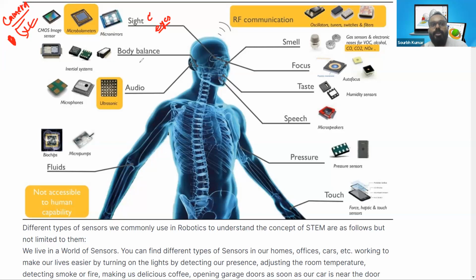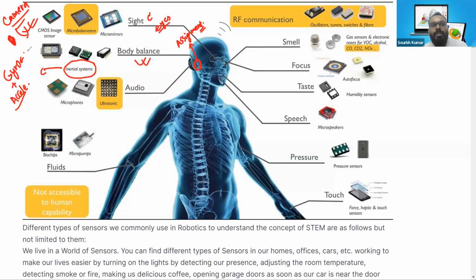As we have a body balance system, one thing just below our brain helps us maintain body balance, and it will also be part of your assignment to find which specific part in our body helps us balance ourselves. So in robotics, what we have is the inertial system, and the inertial system is composed of two sensors. The first one is the gyro, and the second one is the accelerometer.